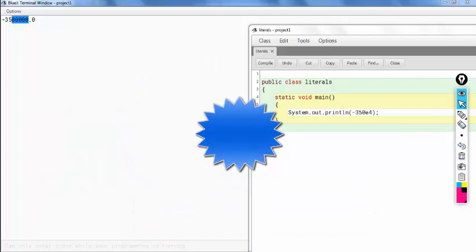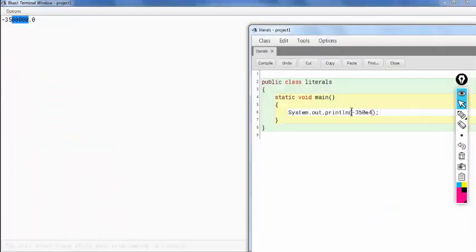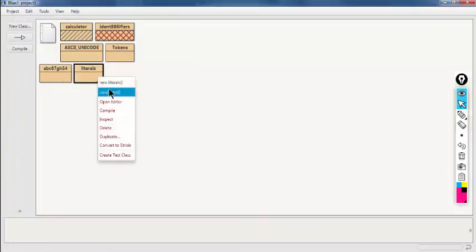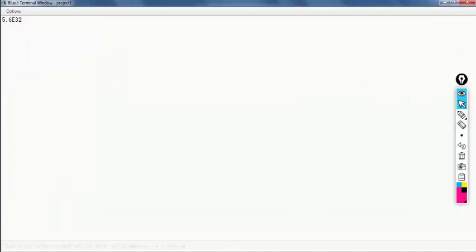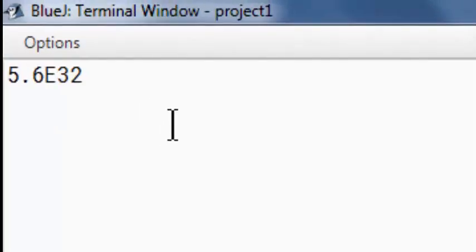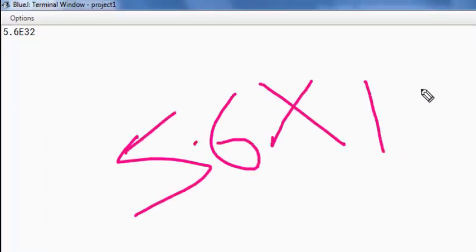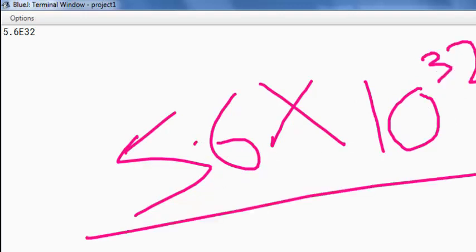Let's take the third example, 5.600E32. If I compile this and execute, the output will be the same number. Since the number is very big, it is showing in the scientific notation 5.6E32. That is 5.6 into 10 to the power of 32. So I hope the exponential form of real literals is clear.